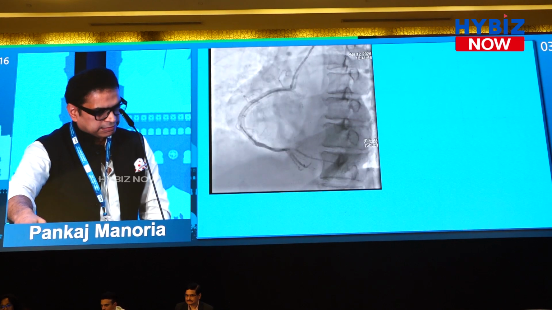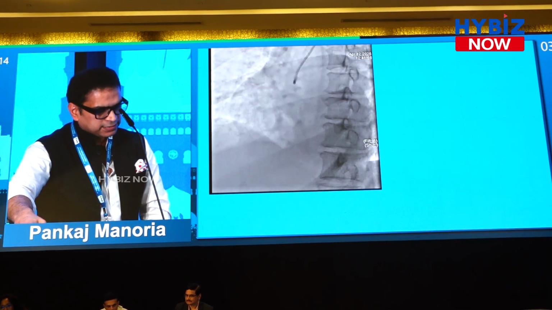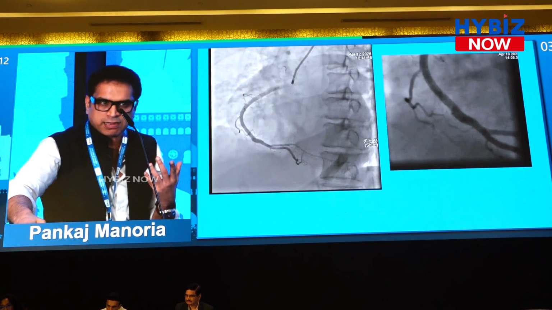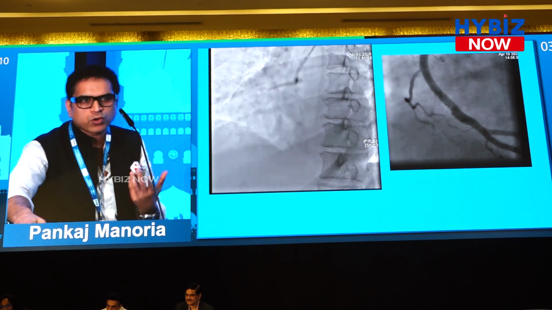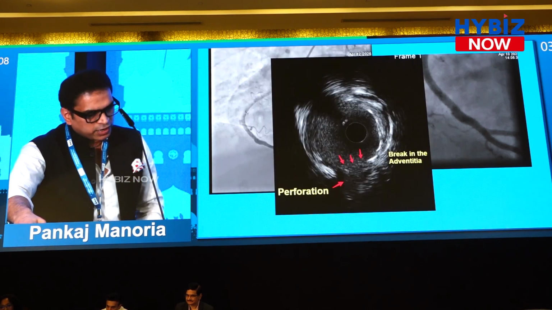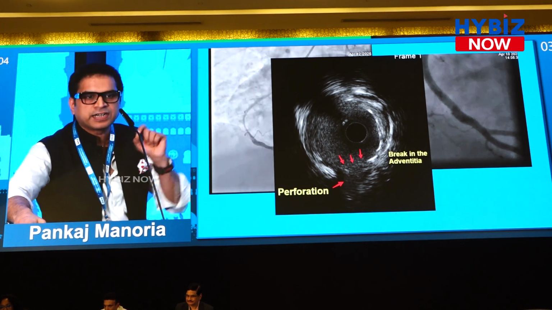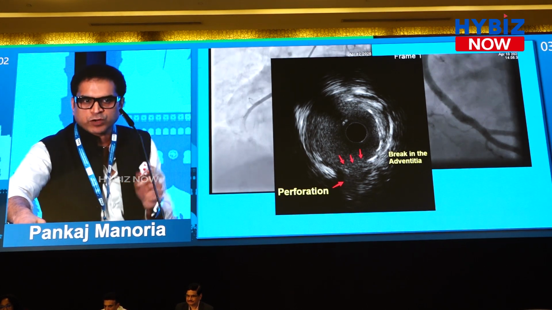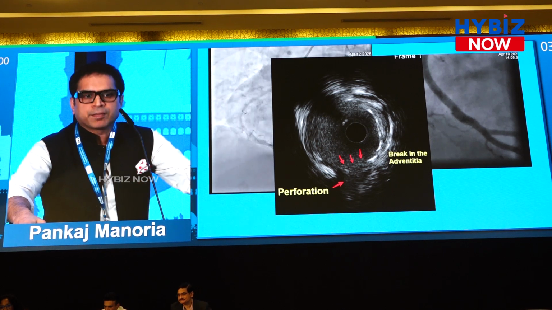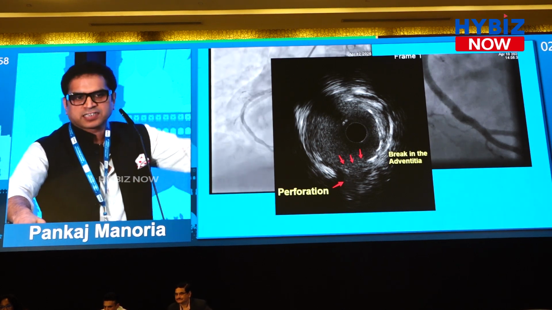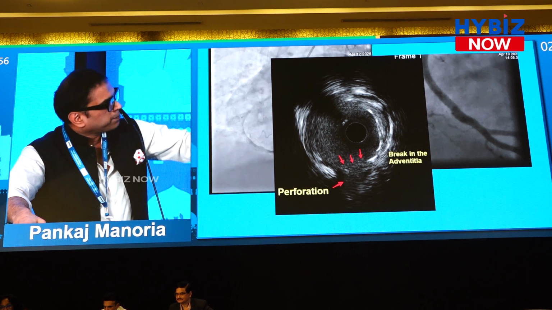Again, another case. This was done after RCA stenting, and you see some outpouching within the stented segment. You don't know what it is. When you do an IVUS, you find that the vessel is already perforated. You can see there's a break in the adventitia, but this is a contained perforation, being contained by the pericardium, which is why blood is not extravasated into the pericardium.